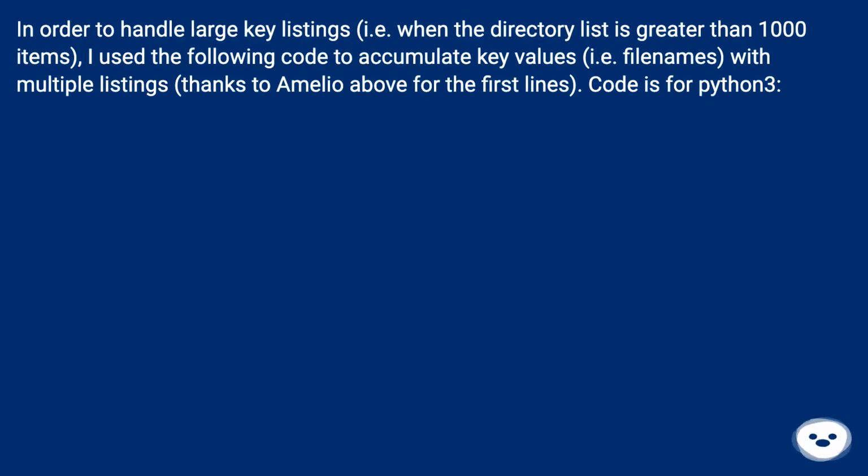In order to handle large key listings, i.e. when the directory list is greater than 1000 items, I used the following code to accumulate key values, i.e. file names, with multiple listings, thanks to Emilio above for the first lines. Code is for Python 3.